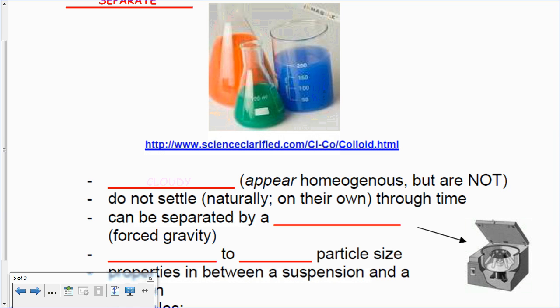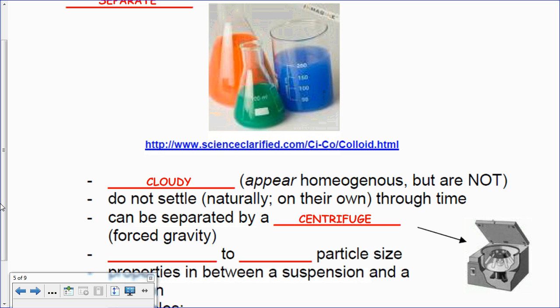So typically colloids are cloudy. They appear to be homogeneous, but technically they're not. At the atomic level, at the particulate level, at the microscope level, you can see the different parts. They do not settle naturally on their own through time. They can be separated by a centrifuge. You might have seen this in your health science classes.